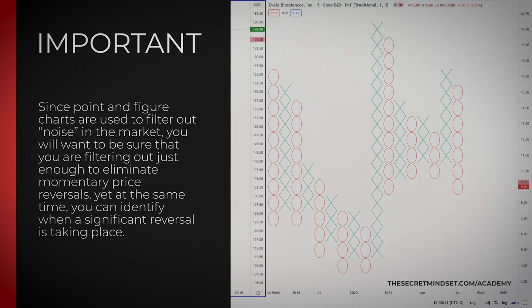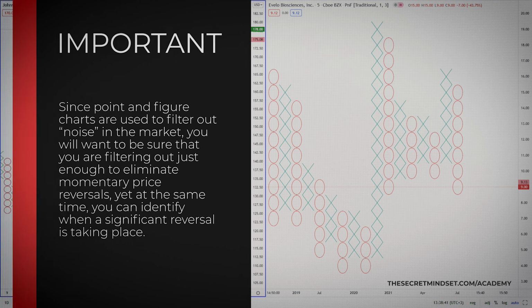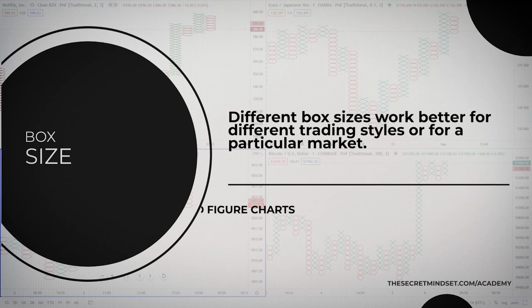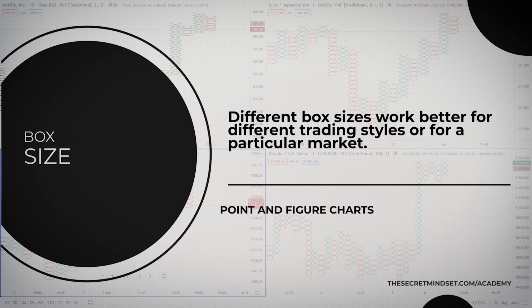Furthermore, since point and figure charts are used to filter out noise in the market, you will want to be sure that you are filtering just enough to eliminate momentary price reversals, yet at the same time, you can identify when a significant reversal is taking place. As you use point and figure charts, you may find that different box sizes work better for your trading style or for a particular market.